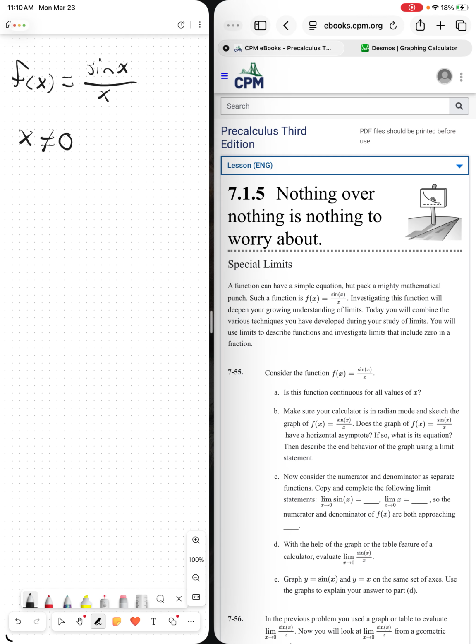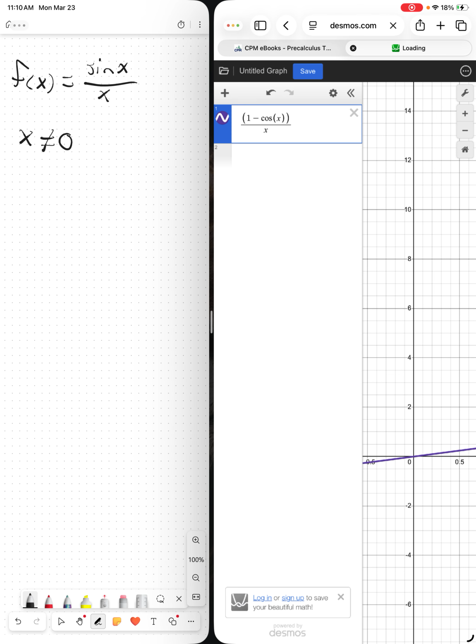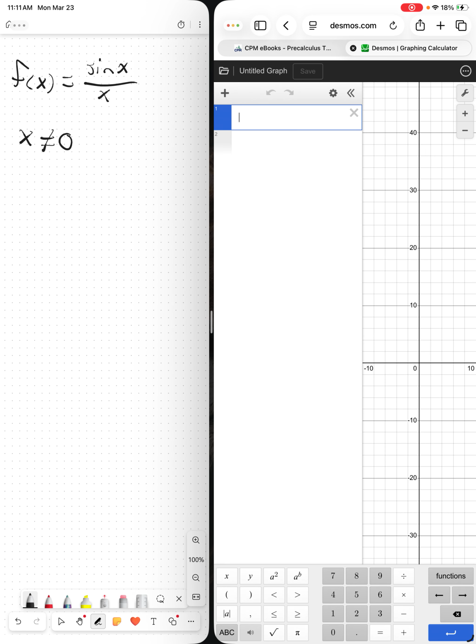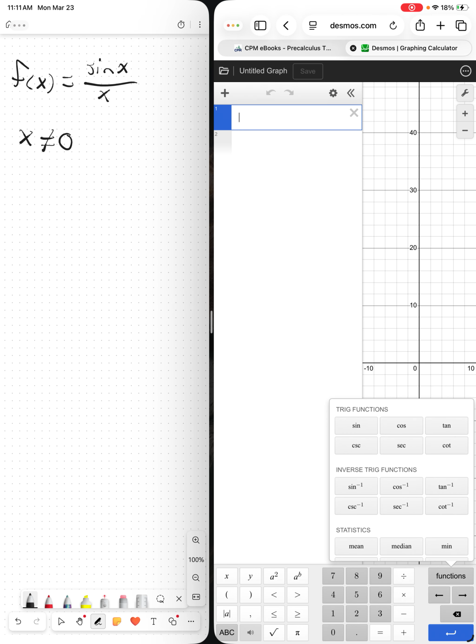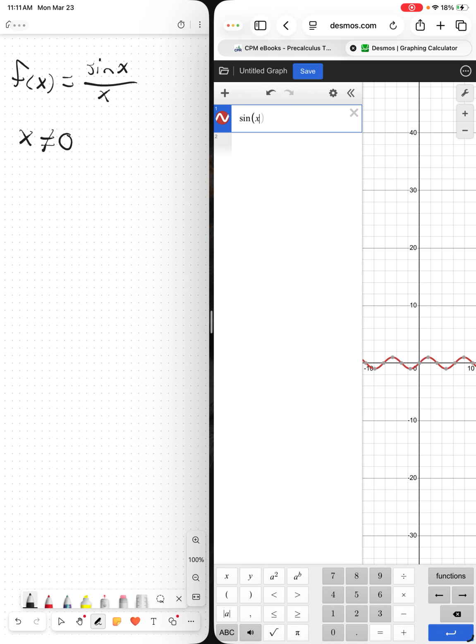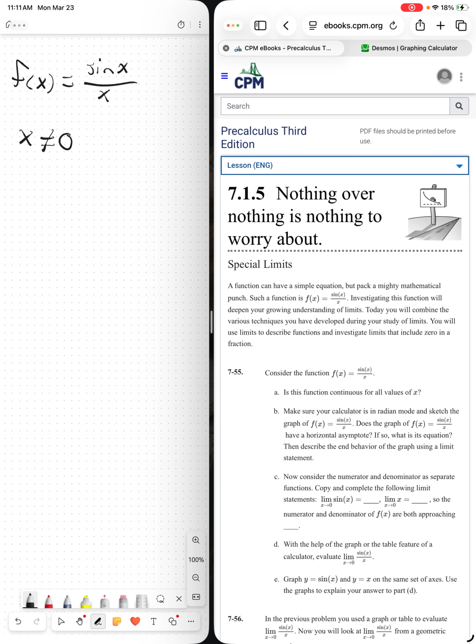No, it's not, right? So make sure your calculator's in radian mode and sketch the graph of sine of x over x. So if we go to Desmos here and we graph sine of x divided by x, and we graph this function, it looks continuous. Okay, it looks continuous.